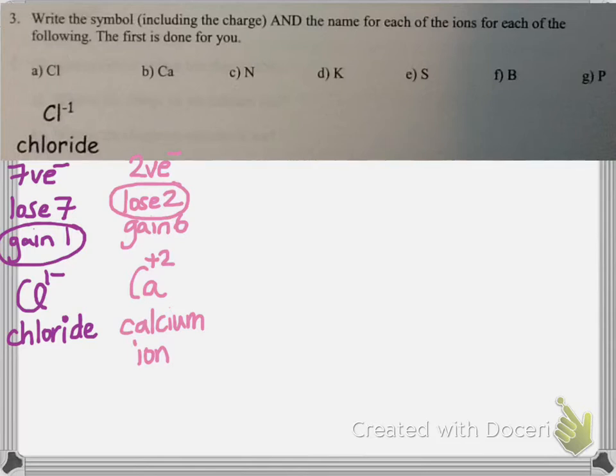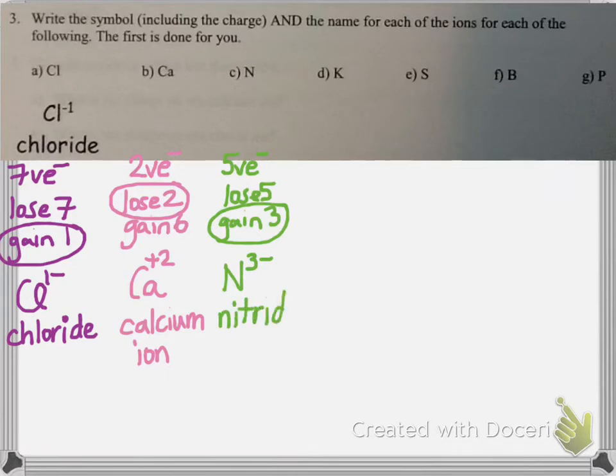So for nitrogen, nitrogen is in group 5A, which means it has 5 valence electrons. So it can lose those 5 to be like helium, or it can gain 3 to be like neon. It's going to do whatever smaller, so it's going to gain 3. So we're going to have nitrogen with a -3 charge. And because it's negatively charged, it's going to lose its ending and get an "ide," so it's going to be nitride.